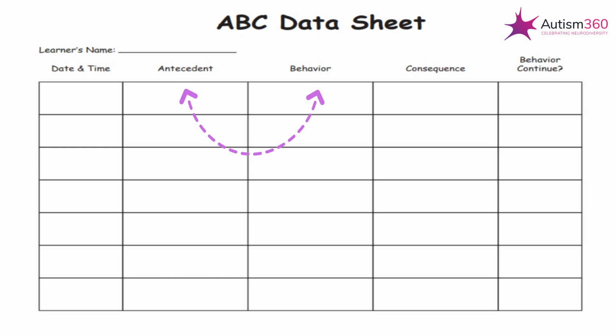The ABC datasheet can be used to collect data about a learner's behaviour of concern. When the target behaviour occurs, the carer will record the date and time, followed by the antecedent, which is what happened immediately before the behaviour of concern. This will include a description of what, where, who was involved, and how the behaviour started.